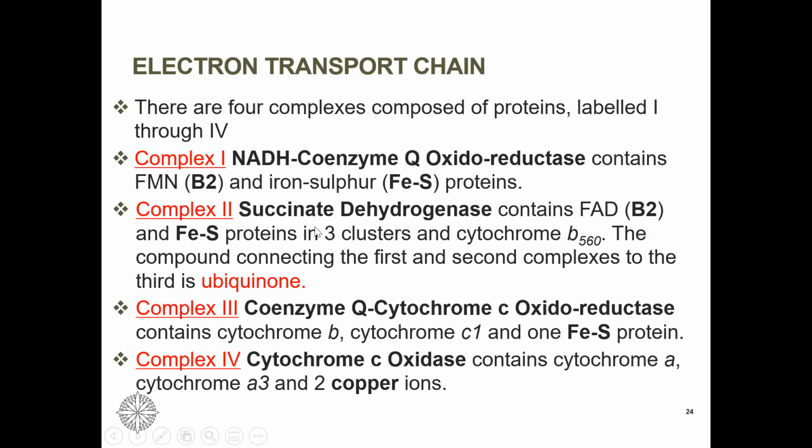Complex 2 is succinate dehydrogenase enzyme, which also has iron sulfur proteins, and cytochrome B is present there. This is the complex which has ubiquinol, and ubiquinol is kind of a bridge from complex 2 to complex 3.